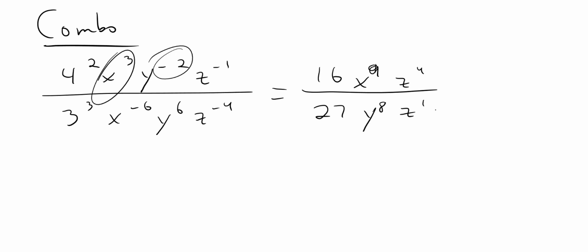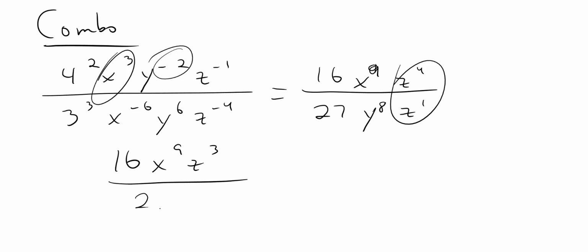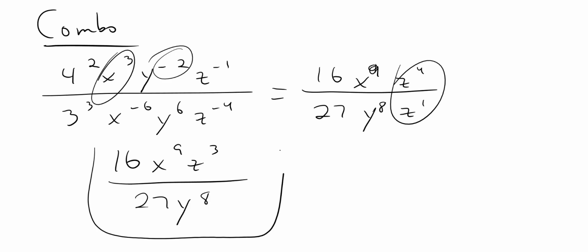Okay, the only thing I really need to do here now, math fans, is I need to battle the z's. That's all I have to do. So it's 16 x to the 9th z. If I battle these guys, do you guys agree that the north wins by 3? So z cubed. And the bottom is 27 y to the 8th. All right, and that's it.